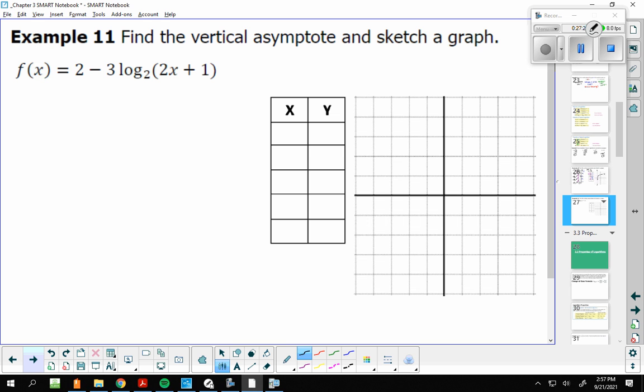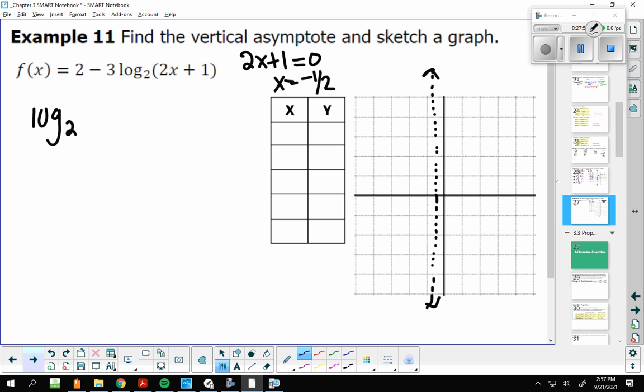Let's do the vertical asymptote first. So we're going to take our argument, 2x plus 1, set it equal to 0, and that means there's a vertical asymptote at negative 1/2. That's not a very straight vertical asymptote, but let's just go with it. Okay, so vertical asymptote at negative 1/2. So now we have log base 2. So we are picking our exponents: negative 1, 0, 1, and 2. Those are going to be the same every single time.